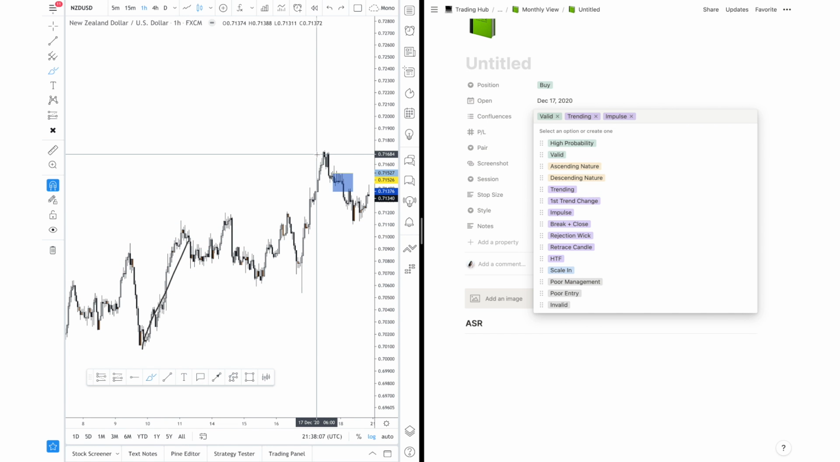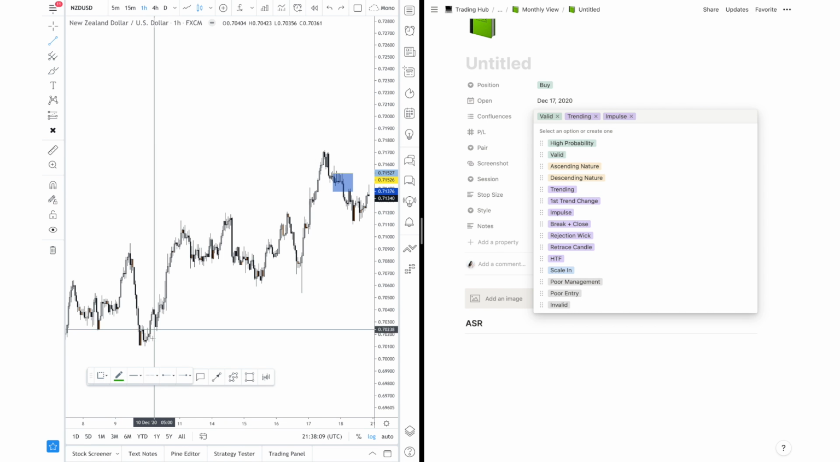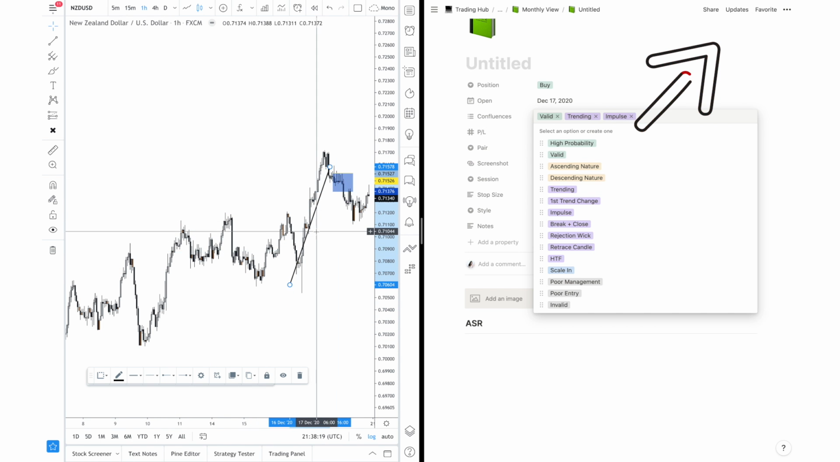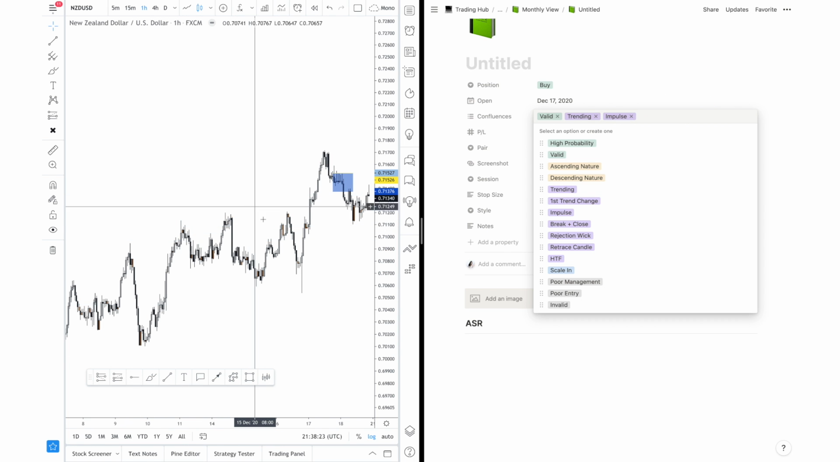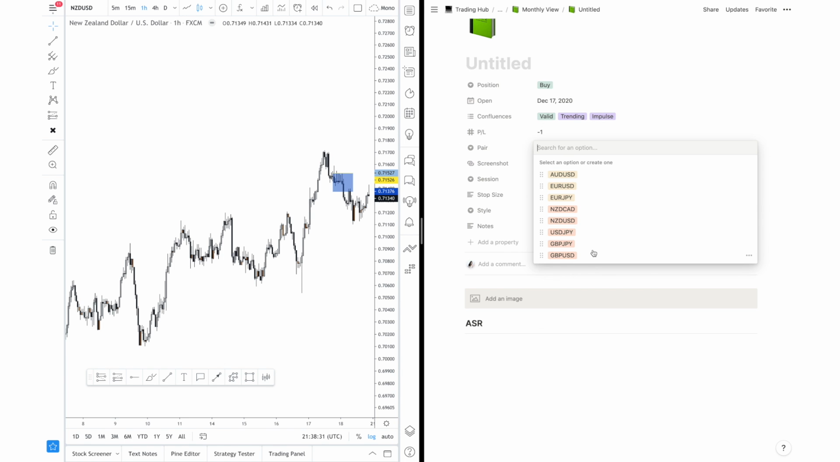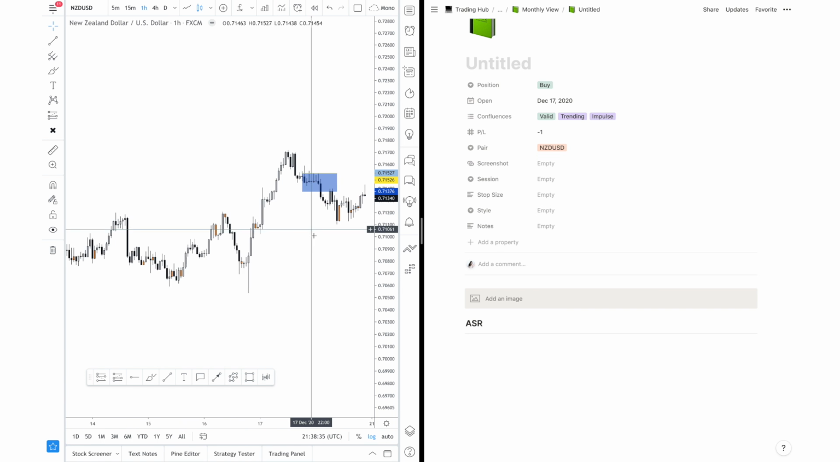Just looking at this now, as a thought process, I'm curious if this is the same size as the impulse. For those who've watched my backtesting with me, I'm testing out the size of the impulse, so that's quite interesting. I'm just making a mental note of that. Again, this is just live right now. So here, profit loss minus one. This pair is Kiwi dollar. Now for the screenshot.